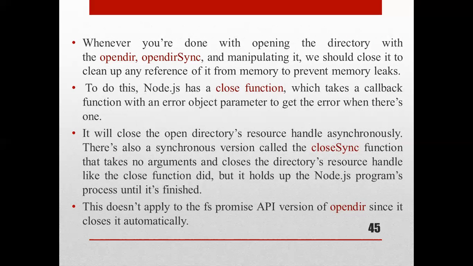Okay, to clean up any reference of it from memory, to prevent memory leaks, we have to close that directory file. To do this, Node.js has a close function, which takes a callback function with an error object parameter to get the error when there is any error. So the close function takes only a callback function. It will close the open directory's resource handle asynchronously.